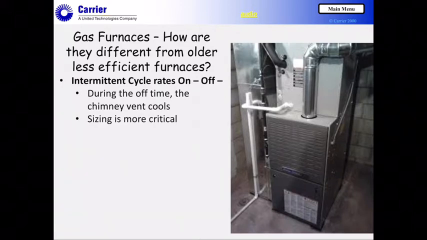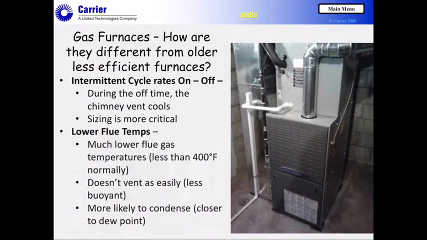The sizing of not only the furnace, but the sizing of the vent system becomes way more critical. Those lower flue gas temps are the other issue. More efficiency leads to lower flue temps. Typically we would expect to see 400 degrees or less on most mid-efficiency appliances. They don't vent as easily, and that's one of the issues. The other thing I would point out is that they're way more likely to condense. The closer you get to the dew point, the more likely they are to condense.